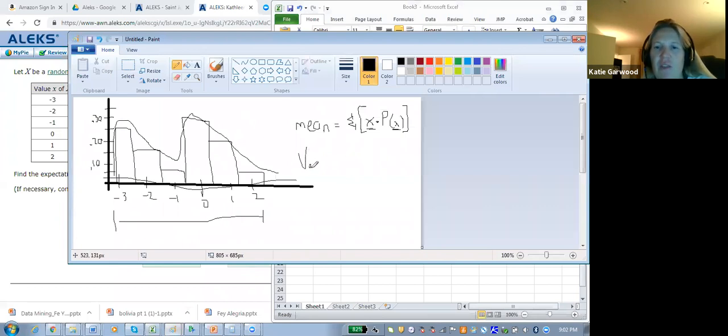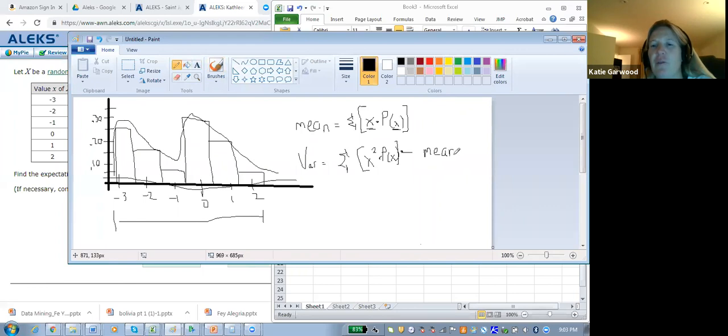So in order to get the variance, we're going to take the sum of x squared times the probability of x. We take the x squared times the probability of x, and we're going to sum them up. And then we're going to subtract the mean squared. That's why the formula is working.